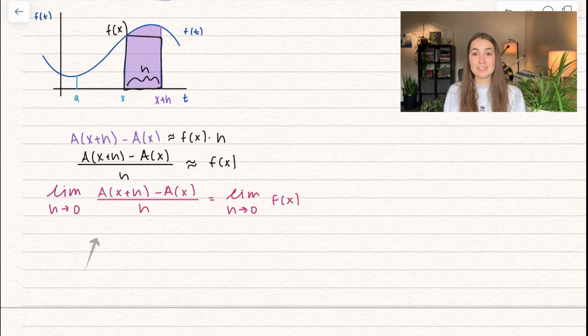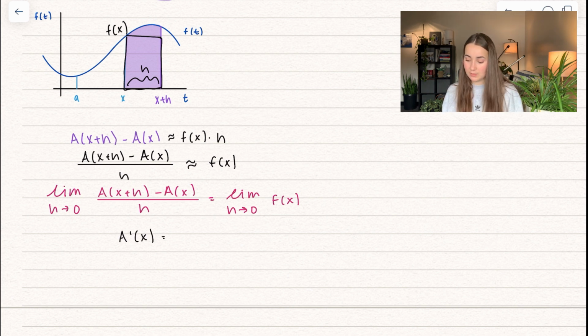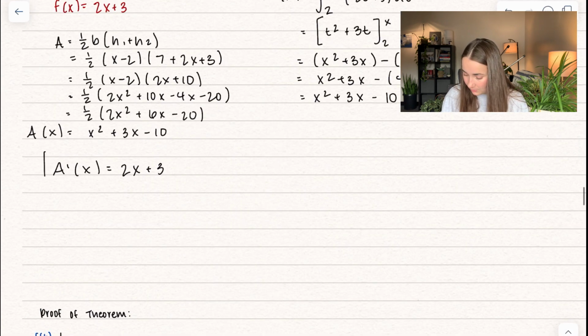Now, notice on this left side, this is a definition of a derivative. It's a limit definition. So right here, I get A prime of x, or the first derivative of our area function, is equal to the limit as h approaches 0 of f of x. Notice here, there's no h involved in f of x, which means we're not taking the limit of anything. So this is just going to be f of x, which just proved what we did up here, right? We get A prime of x is equal to 2x plus 3.